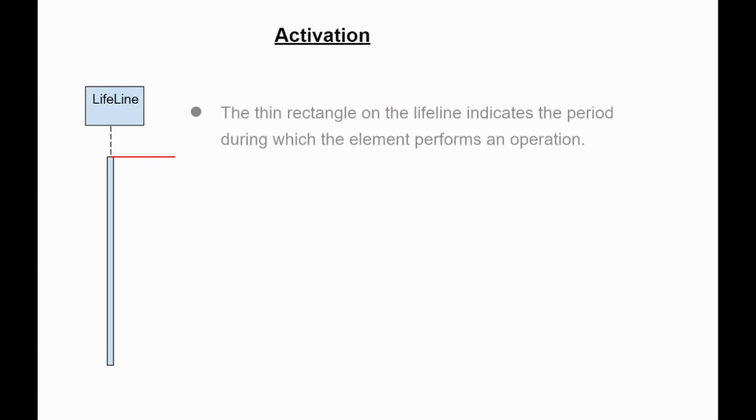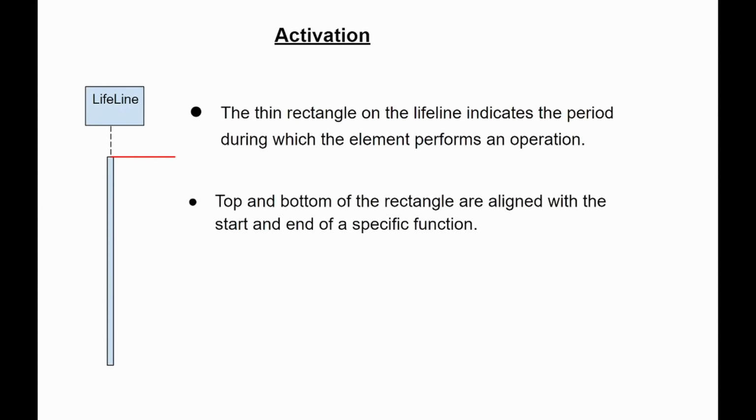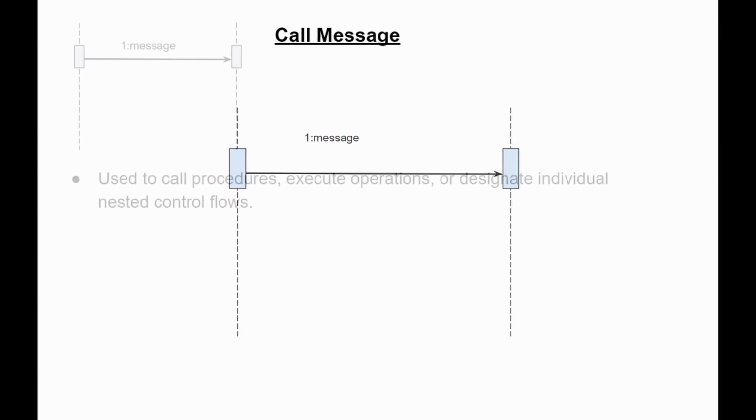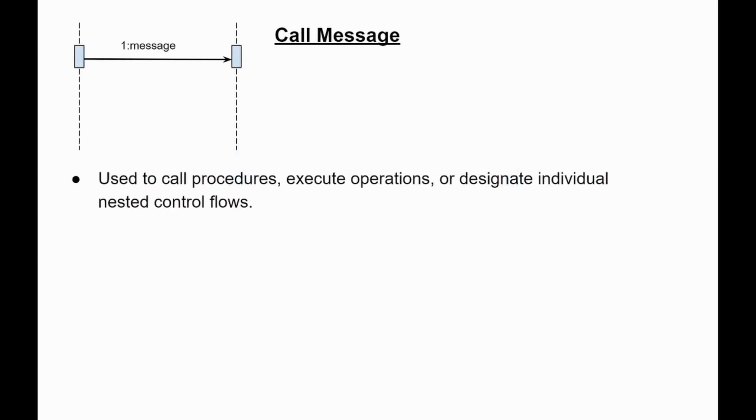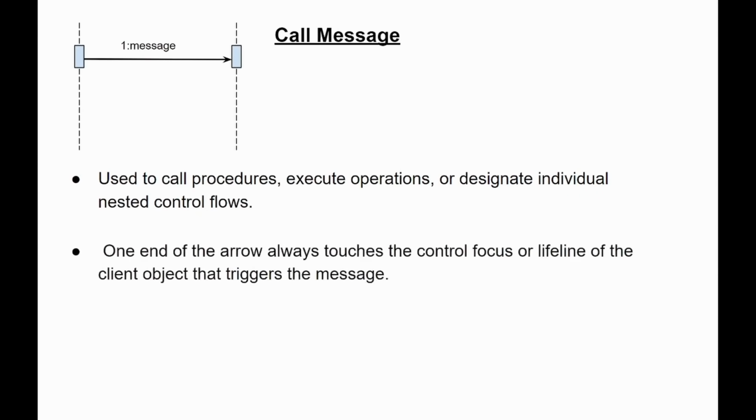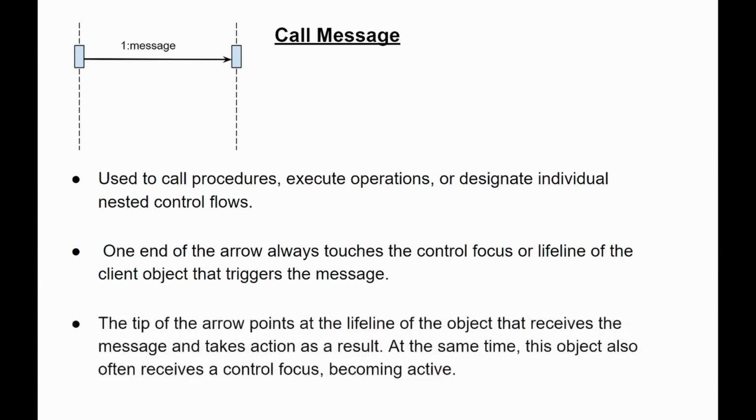Activation. The thin rectangle on the lifeline indicates the period during which the element performs an operation. Top and bottom of the rectangle are aligned with the start and end of a specific function. Call message. Used to call procedures, execute operations, or designate individual nested control flows. One end of the arrow always touches the control focus or lifeline of the client object that triggers the message. The tip of the arrow points at the lifeline of the object that receives the message and takes action as a result. At the same time, this object also often receives a control focus, becoming active.